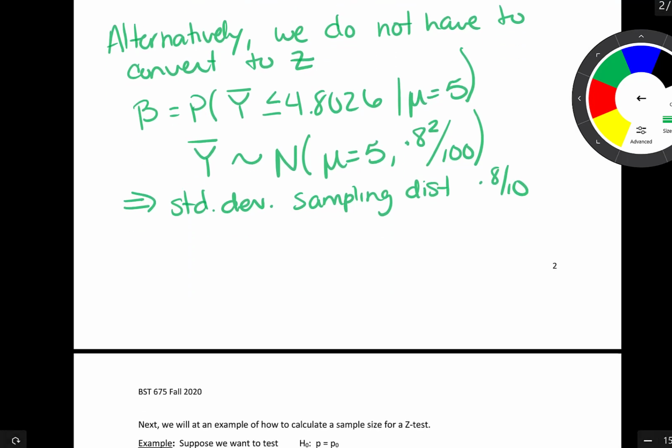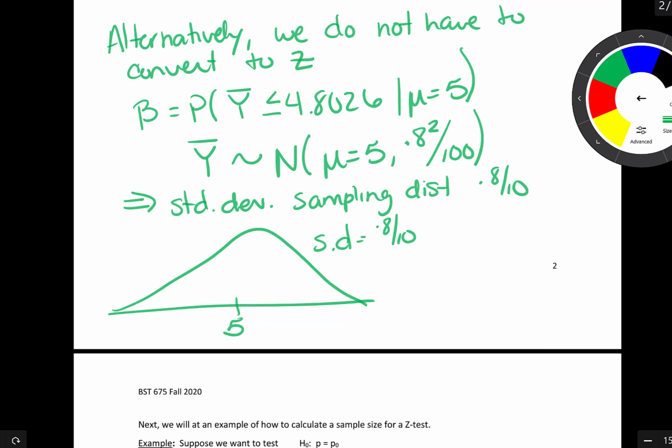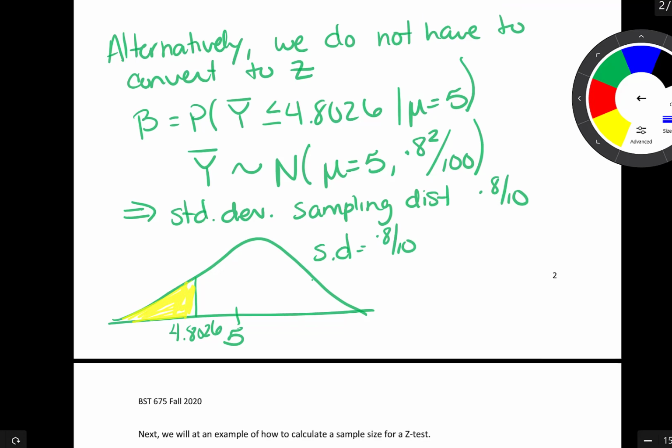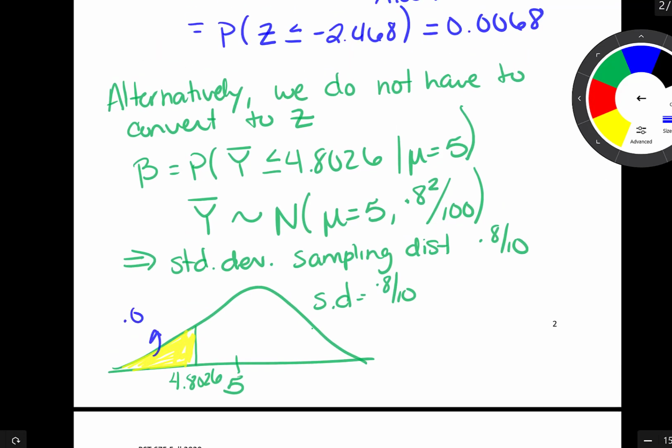And so what you could do is then in R, work with a normal distribution which has a center of 5 and standard deviation equal to 0.8 divided by 10. And then what you would be doing is you would find the probability that y bar is less than or equal to 4.8026, which is this area right here, and you would find that this area is equal to 0.0068, the same area that we found when standardizing.